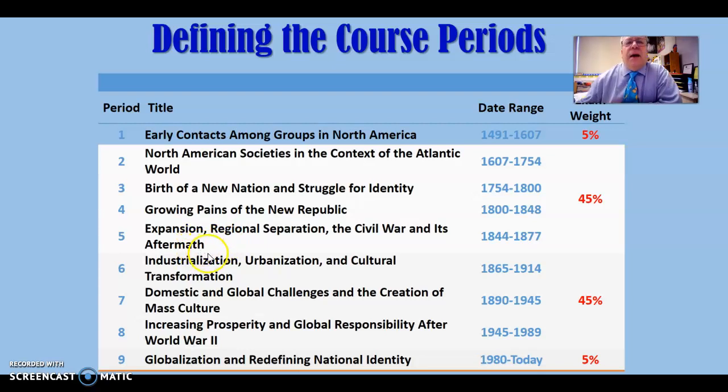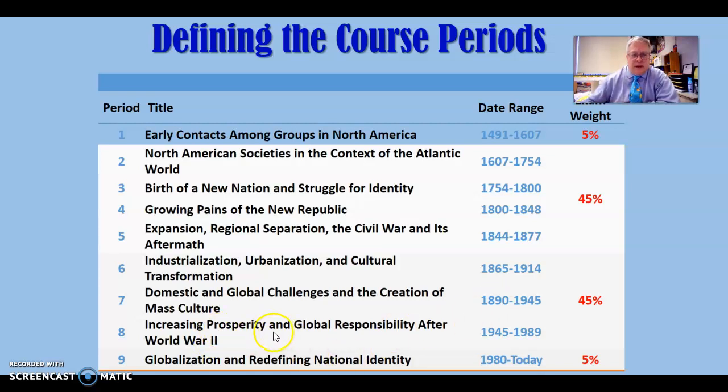So on time period 6, okay, we've got industrialization, urbanization, cultural transformation. That's what we're in now. Okay, and that really covers a lot of time up there, and we'll hit in a couple different chapters. The other one is domestic and global challenges and the creation of mass culture. Okay, this is going to be the urbanization of society, cultural changes. That's going to coincide with immigration, a lot of other things.